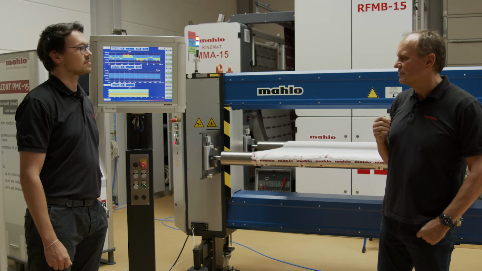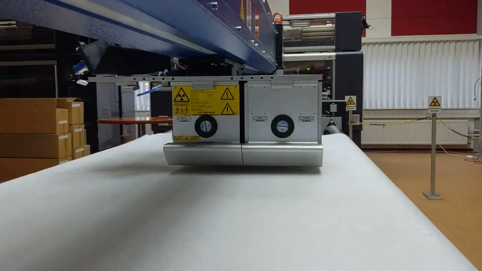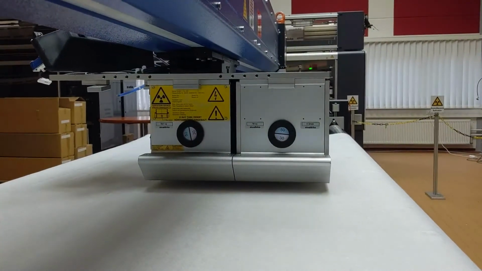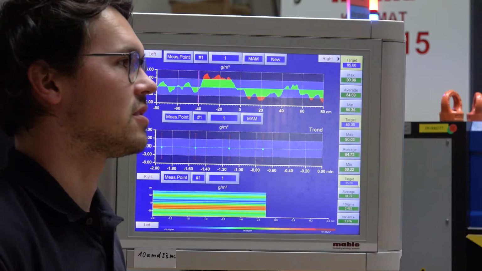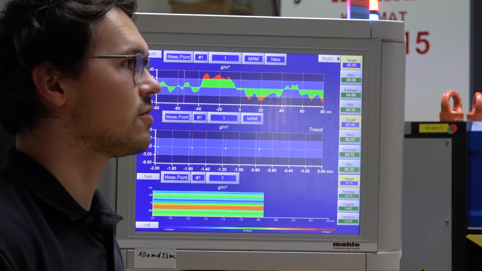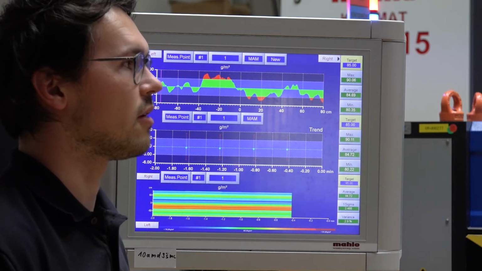radiation safety measures from the customer. That's correct, because it's under the voltage of 5 kilovolt. You don't need a radiation manager in your factory, and every operator is allowed to run it.